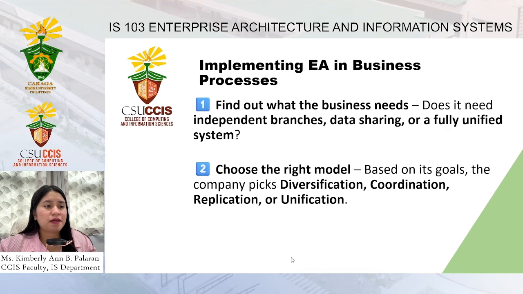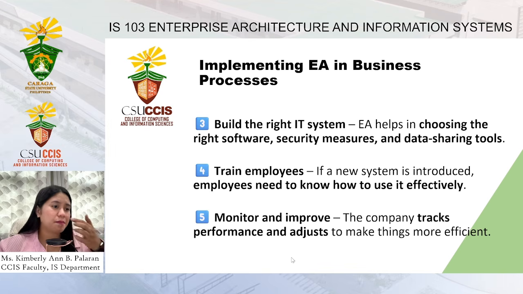For implementing EA in business processes, first, find out what the business needs. Does it need independent branches, data sharing, or a fully unified system? Number 2, choose the right model. Based on its goal, the company picks diversification, coordination, replication, or unification. Number 3, build the right IT system. EA helps in choosing the right software, security measures, and data sharing tools. Fourth one is train employees.